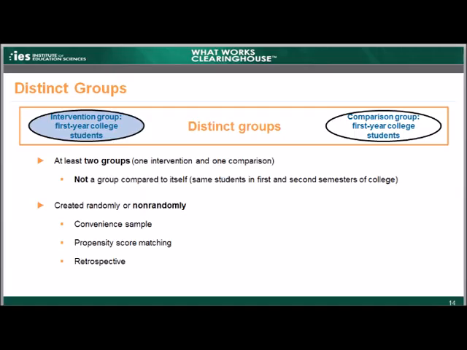Stepping back a bit, it is important to emphasize that intervention and comparison groups can be created randomly or non-randomly. So in other words, a researcher does not have to use a randomized design to meet WWC standards. Also, I should mention that the sample can be a random sample or a simple convenient sample. And groups can be created retrospectively, for example, by using an administrative data set with propensity score matching, or prospectively, such as when a group or a person actively volunteers to be part of an intervention.